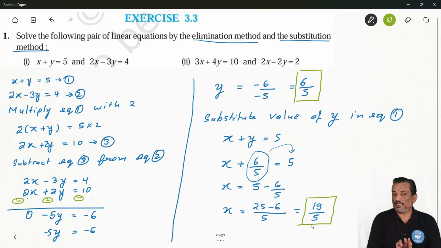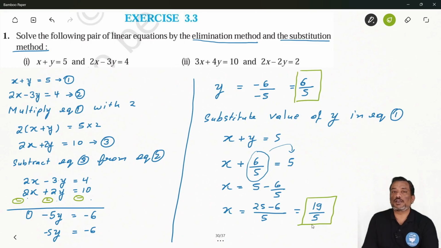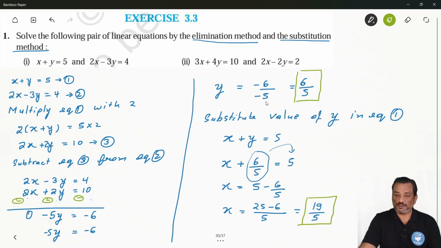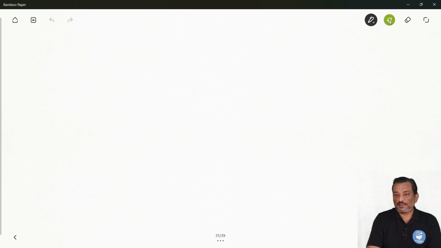So hope you understand how we have used the elimination method and how we can use the substitution method to solve the equation. So clear? That means you have to use both methods and solve this. Okay? Now let me solve with the second equation. Let me solve the second question.